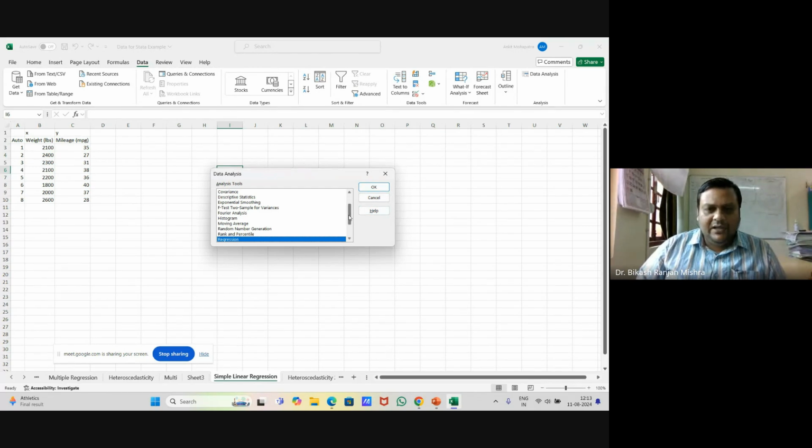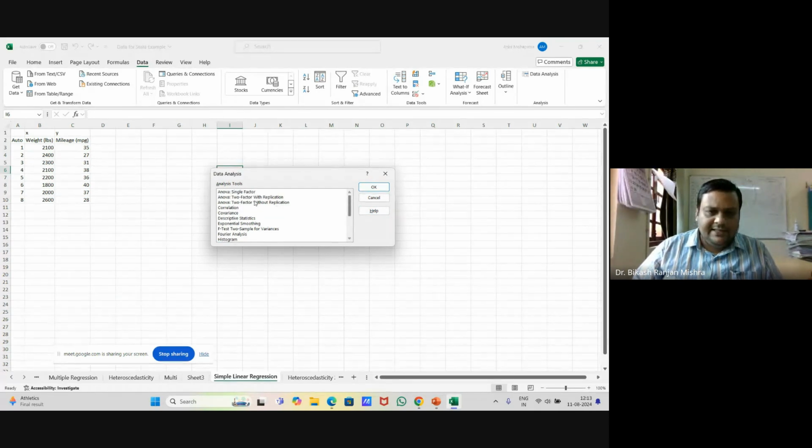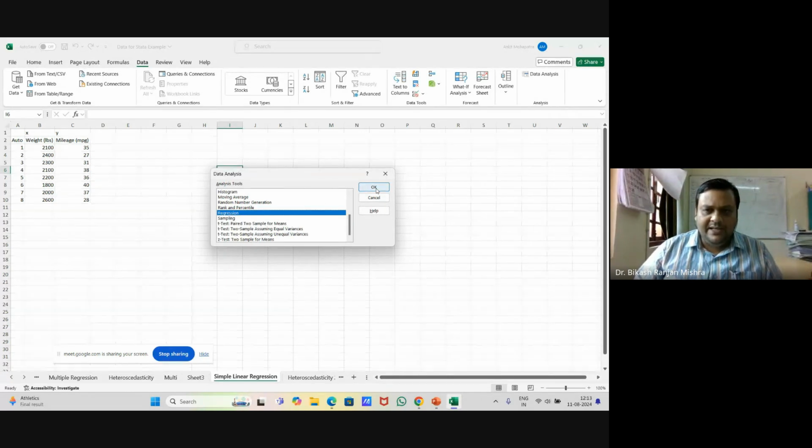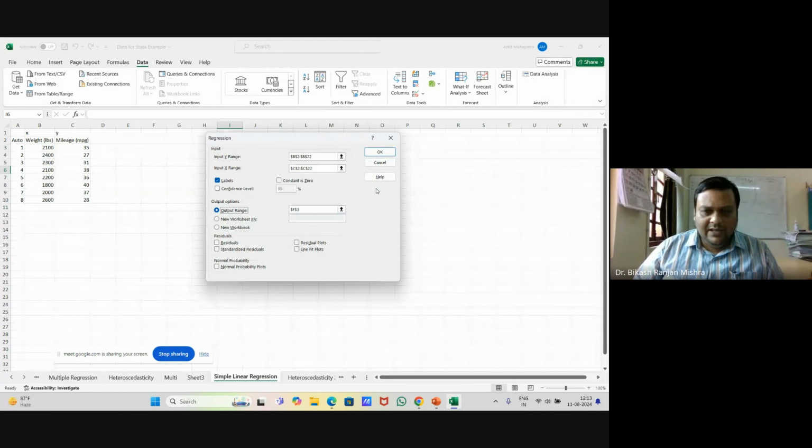data analysis. Once you open the data analysis, there will be several analysis tools, like ANOVA single factor, two factor, many things are there. Because our objective is to do something called regression, if you go a little bit down, because they are arranged in alphabetical manner, you select the regression. Once you select the regression, then press OK. Is this step okay till now?